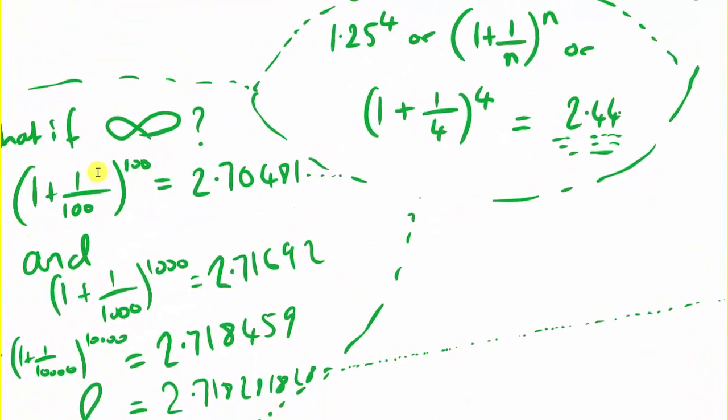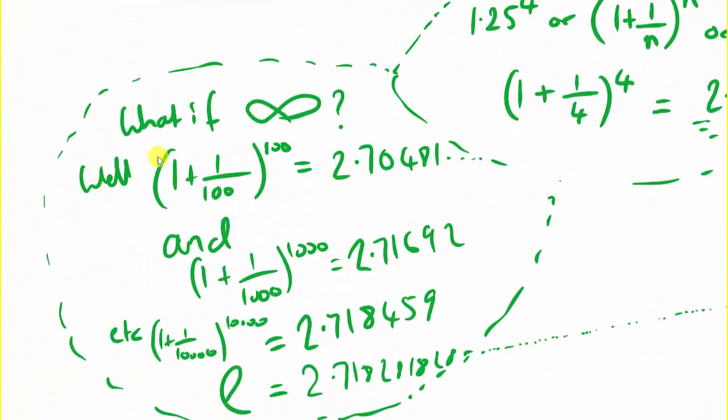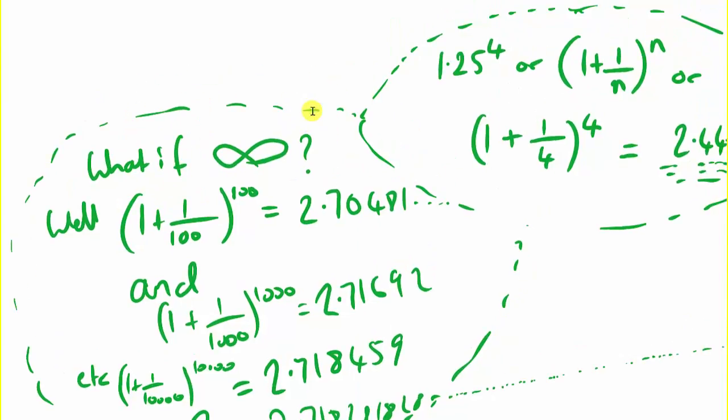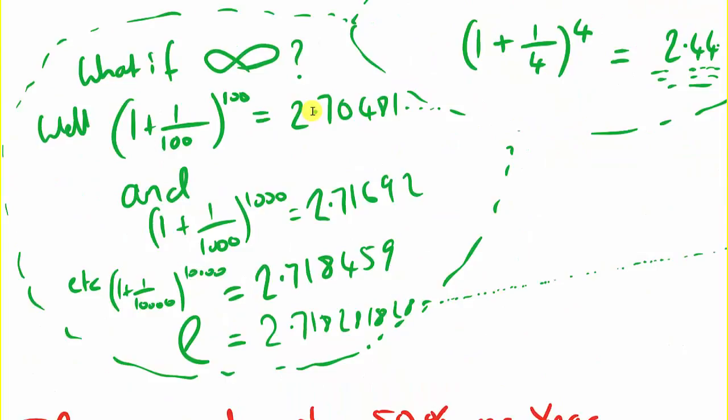So then, of course, the question is, well, what happens if we get infinity times? Surely I'd make infinity money. Well, if you try doing 1 plus 1 over 100, which is taking interest 100 times a year, but it's 1/100th of the interest, right? The value you get if you plug this into a calculator is 2.70481. If you do it 1,000 times a year, so you have 1,000 divisions in the year, and you raise it to the power of 1,000, you get 2.71692.